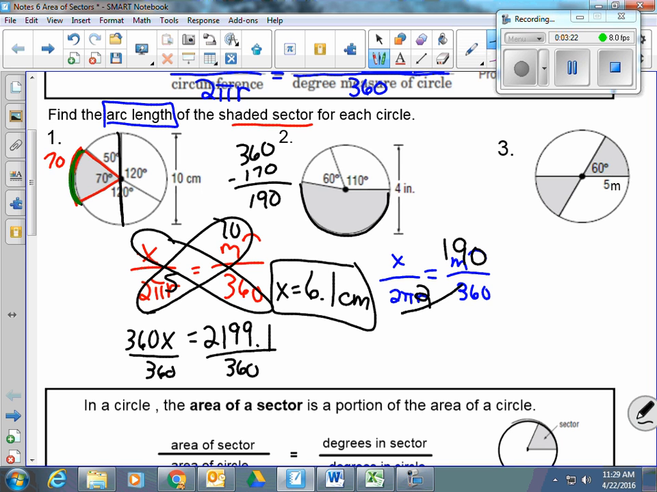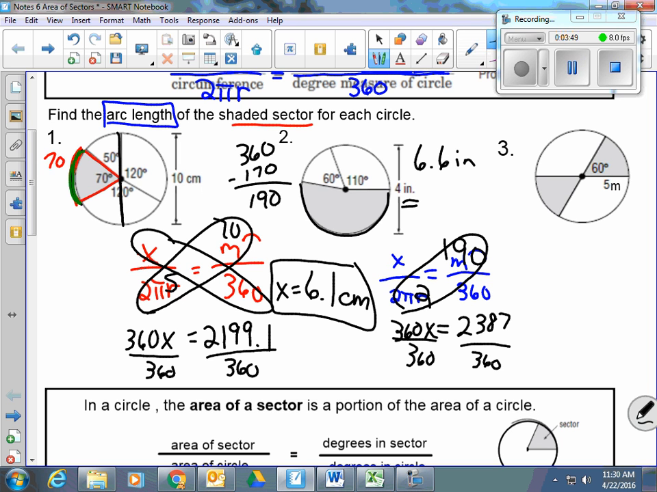Okay, and then I'm going to cross multiply. So that would give me 360x. And then 2 pi 2 times 190 is 238.7 divided by 360. And then I believe you get 6 point something, right? 6.6 what? Inches. Are we okay? Do you need another second for number 3?